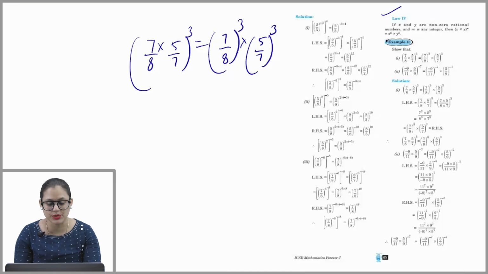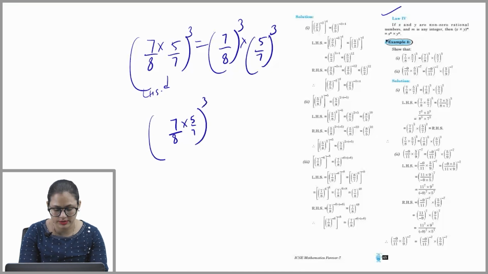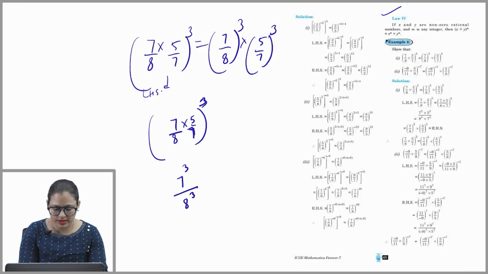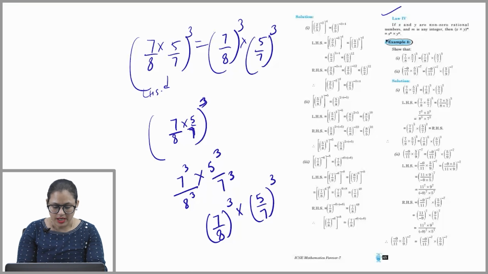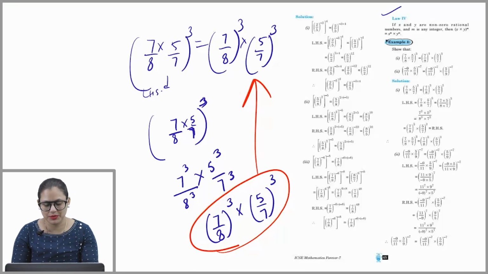So what is the solution? First, we will take LHS. (7/8 into 5/7) raised to the power 3. We can also write this like this: 7 raised to the power 3 upon 8 raised to the power 3 into 5 raised to the power 3 upon 7 raised to the power 3, or (7/8) raised to the power 3 into (5/7) raised to the power 3. Now just have a look. That is LHS is equal to RHS, right? So we have shown it.